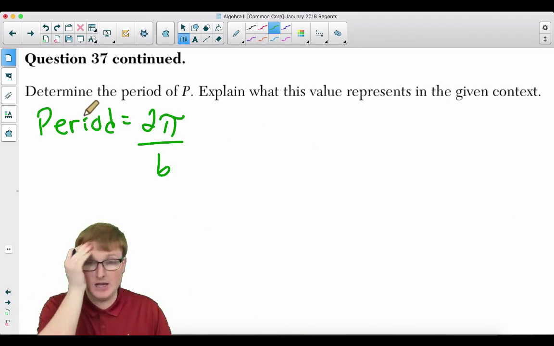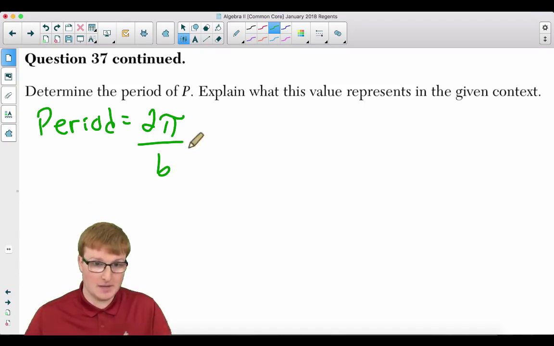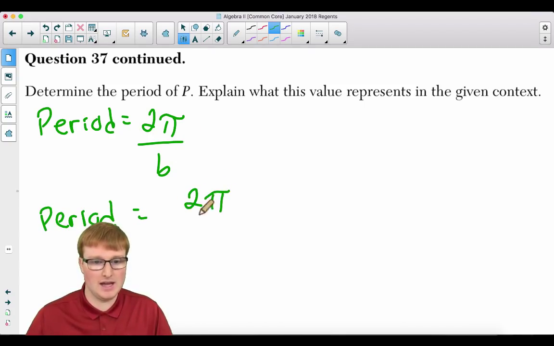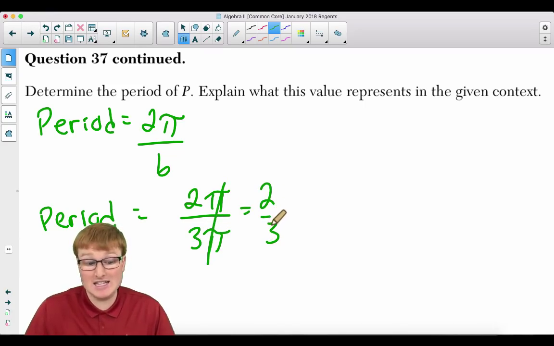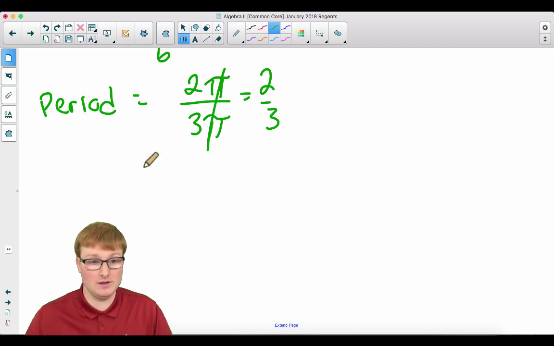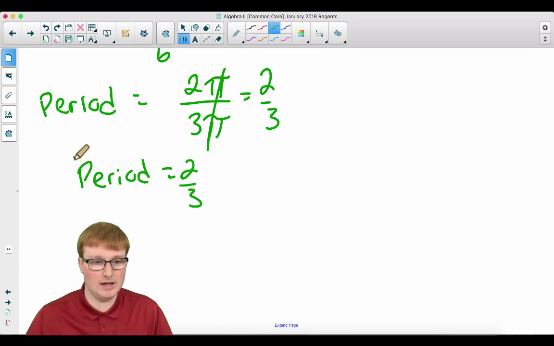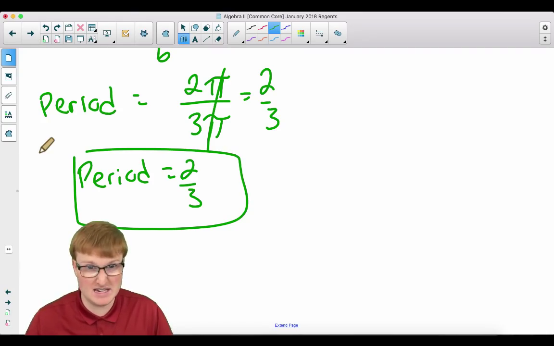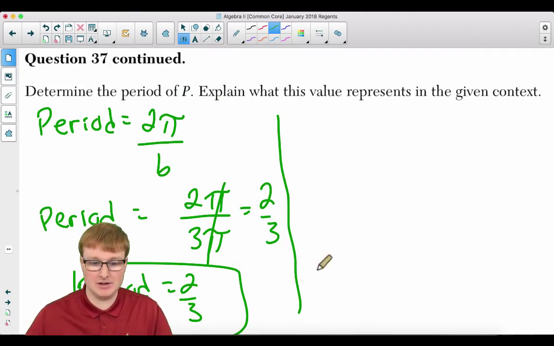The frequency is 3 pi, not the period. So the period is going to be 2 pi divided by 3 pi, which is just 2/3. Ladies and gentlemen, that is the period of this trigonometric function. But what does it mean? Let's figure it out.